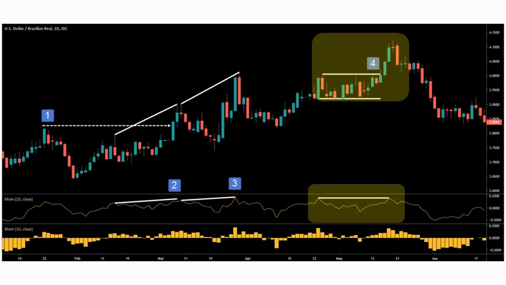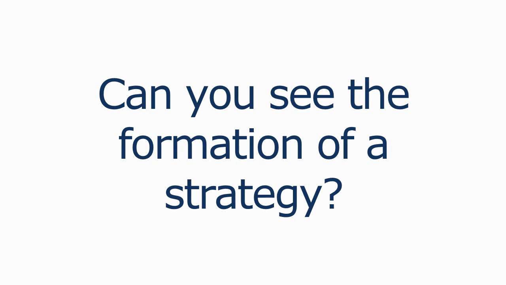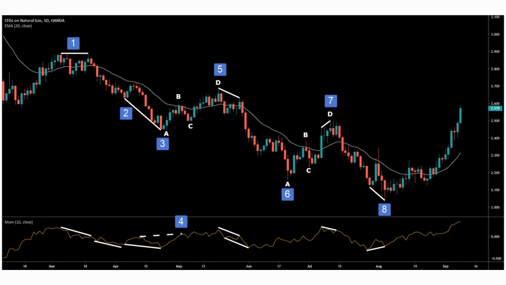Price here is ranging. Breakout occurs. The indicator does not make a new high, but the price does. But we're not going to look to trade the next pullback because the indicator did not put in a new momentum high. So can you see, are you starting to see how you can use it to design a trading strategy? I hope so. Let's take a look at another example.